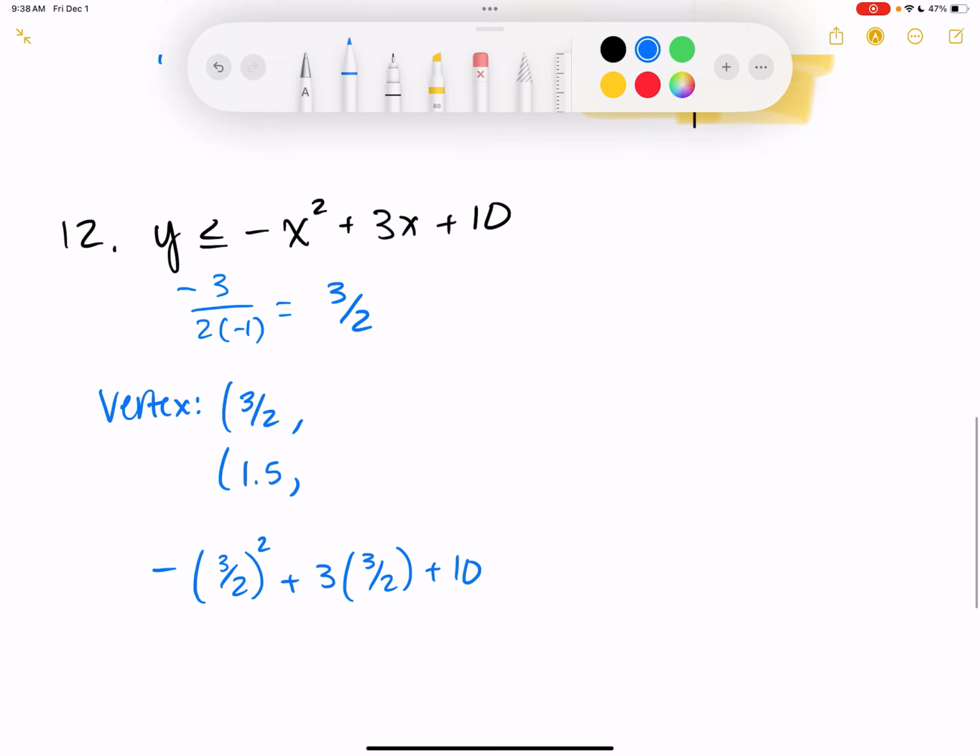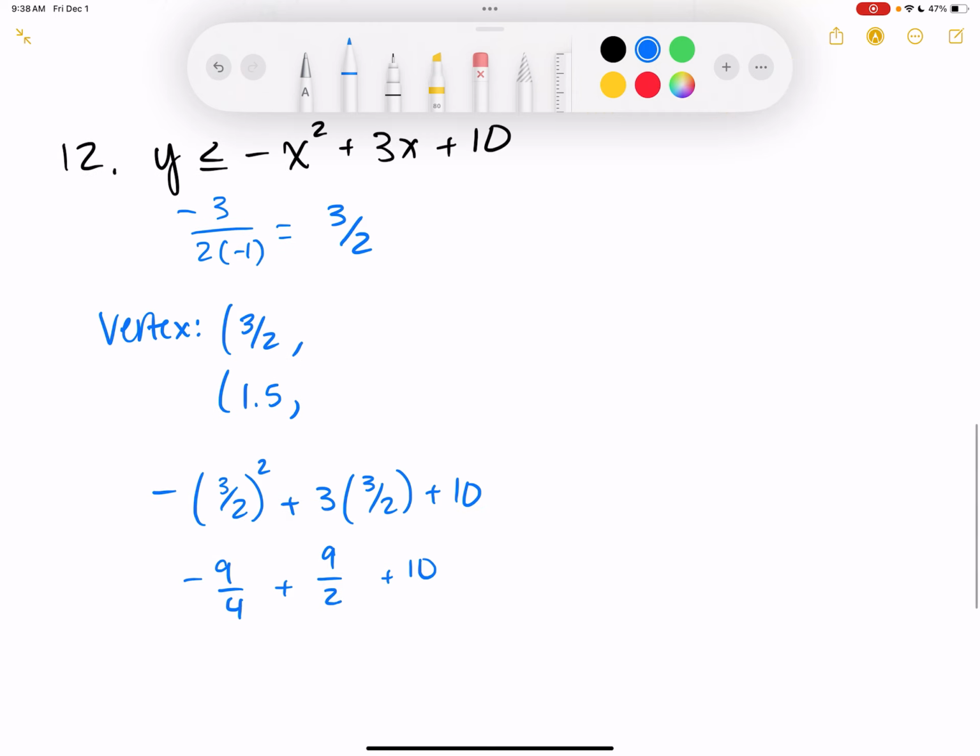So that's going to be negative 9 over 4 plus 9 over 2 plus 10. So I need to get a common denominator. So it's going to be negative 9 over 4 plus 18 over 4 plus 40 over 4, which is going to give me 49 over 4. Which is also 12.25 if you want it as a decimal instead.